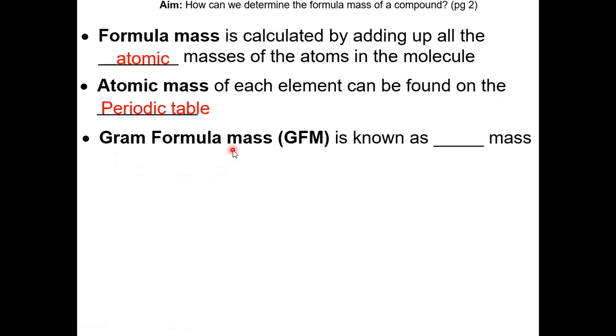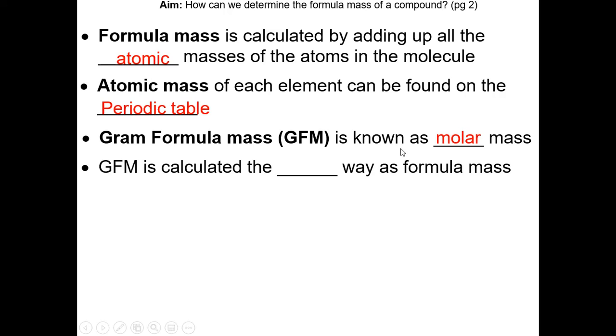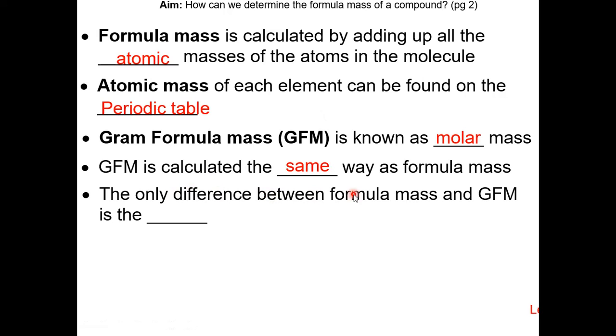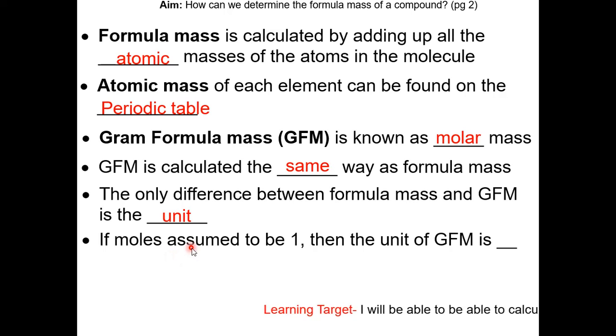So gram formula mass, or GFM, is also known as molar mass. GFM is calculated the same way as formula mass, basically by adding up all the atomic masses of the atoms in the molecule. So the only difference between formula mass and GFM is the units. The unit for formula mass is AMU, the unit for GFM is grams over moles. If moles are assumed to be 1, then the unit for GFM is grams.